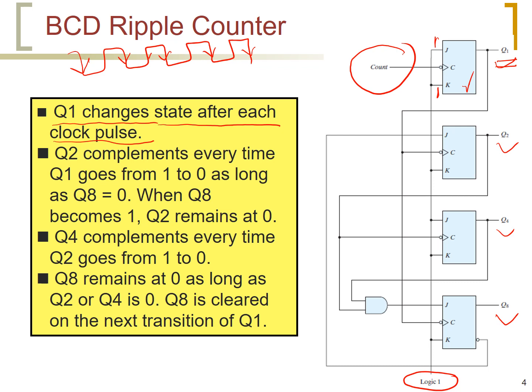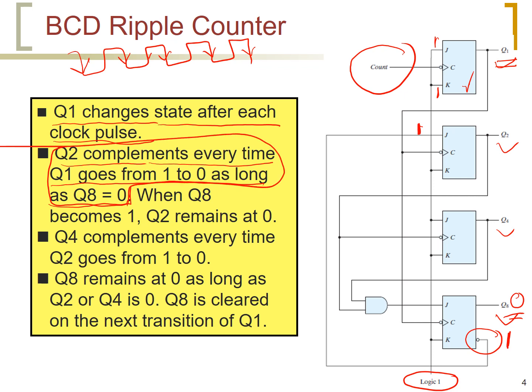Now let's come to Q2. The rule that we have just derived is that it complements every time Q1 goes from 1 to 0, as long as Q8 is equal to 0. And if we connect Q8 prime, so this is Q8 prime, when Q8 is 0, this here will be 1, which means this will be 1, as long as Q8 is 0. So this is this part of the rule here.